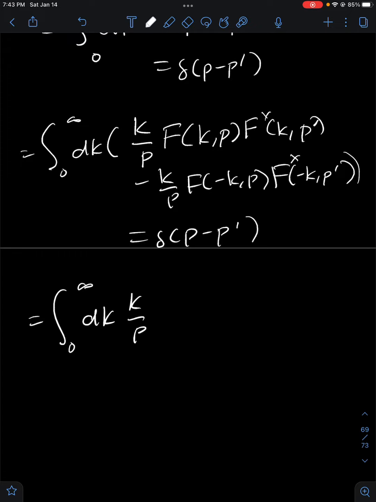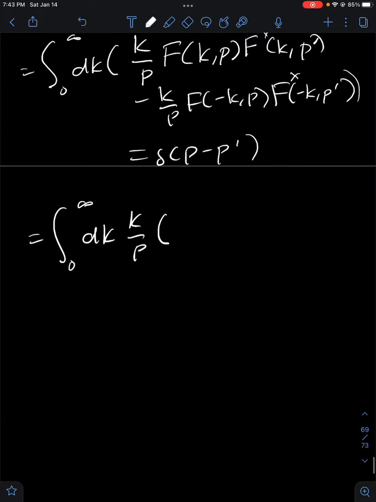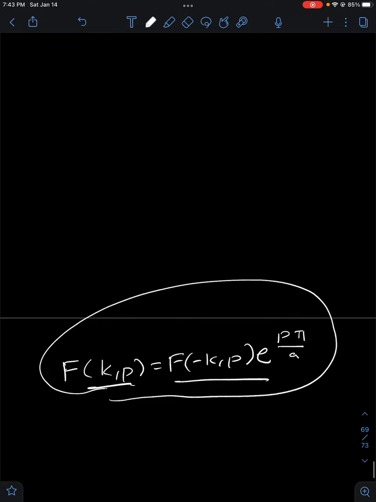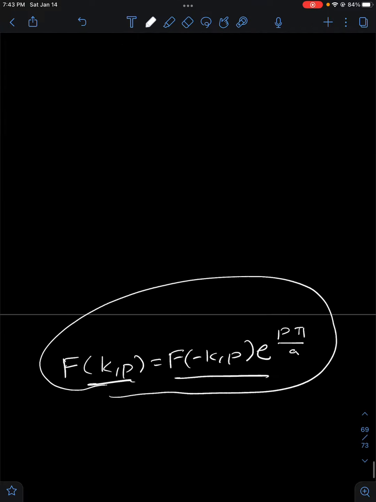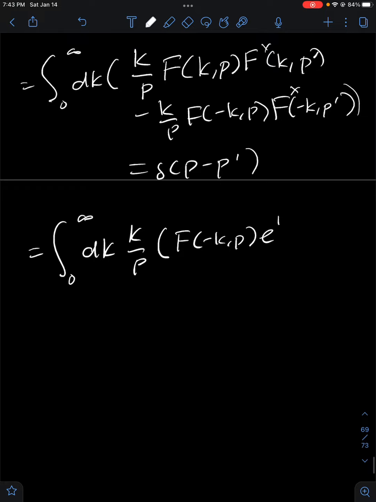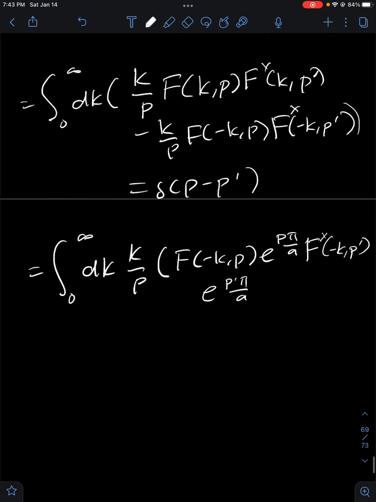K over p of, now since f of kp equals this over here, f of kp is f of minus kp e to the p pi over a. So e to the p pi over a. And then f conjugate of minus k p prime e to the p prime pi over a. And then that's going to be minus f of minus kp f conjugate minus kp prime.